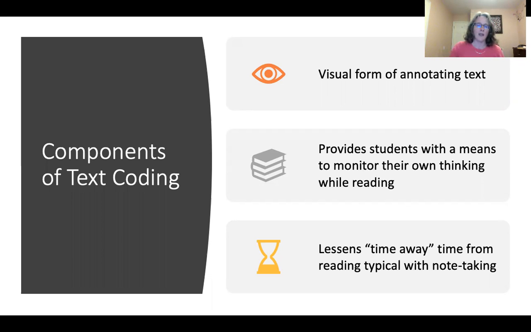So text coding, because it's usually very quick, it's symbolic, it's right there, lessens the time away. So students stay within the text much more completely, and they're able to monitor and keep moving much better than with typical note taking.